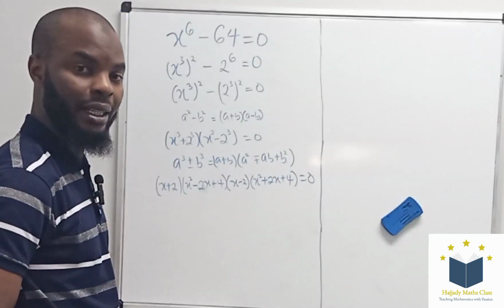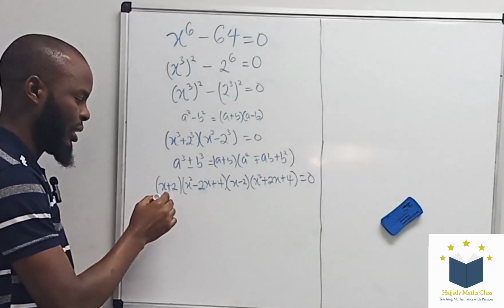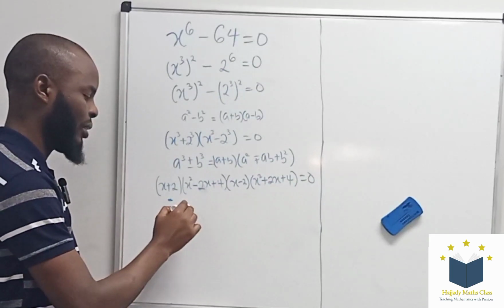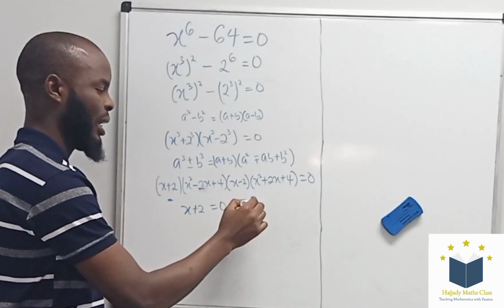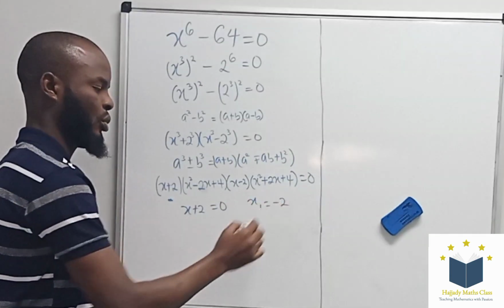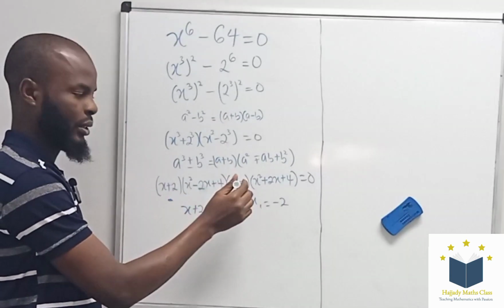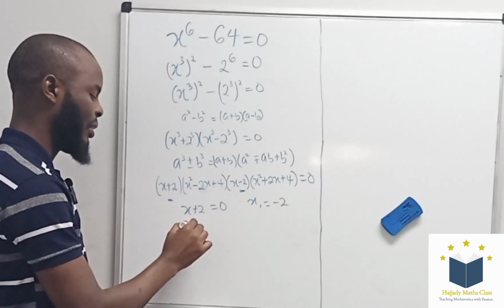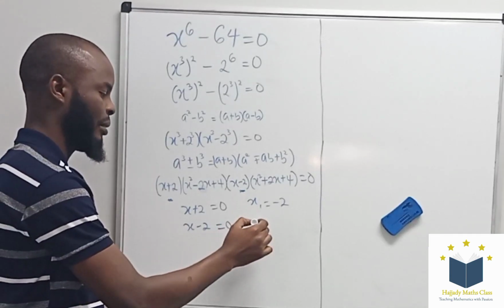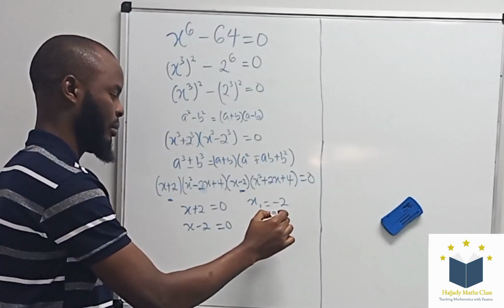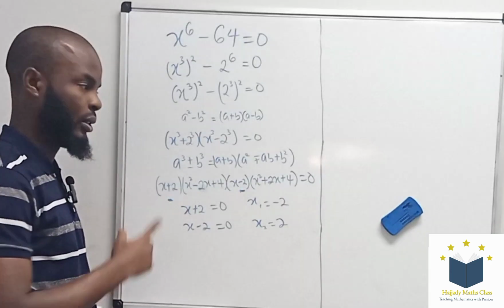So with this, I can easily get my solutions. And how do I do that? Now, let's start. Here, let's do the first part. Here we have x plus 2 equals 0. So we can say that our x1 is negative 2. Now, let me skip this and move to this. So here I have x minus 2 equals 0. Then I can say that here my x2 equals what? Positive 2. What about x3 to x6? Let's do that here.